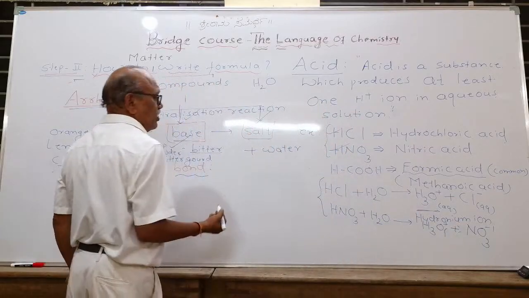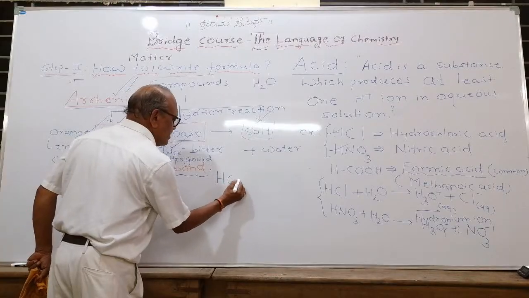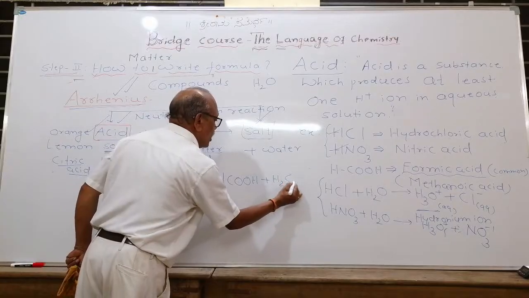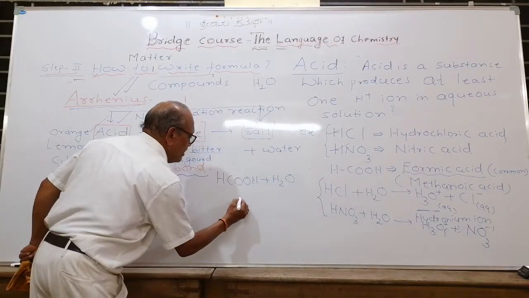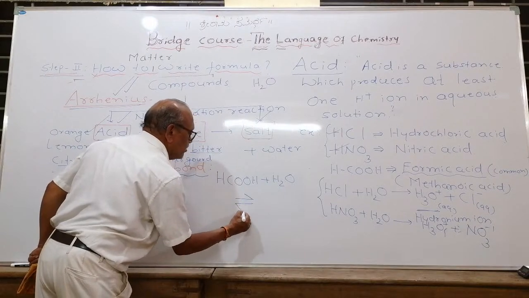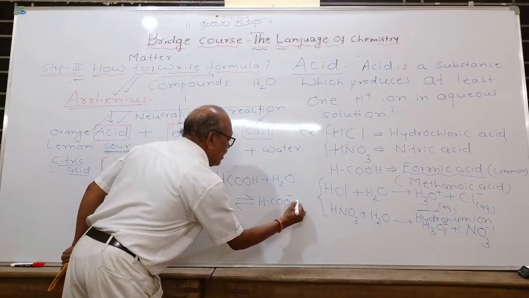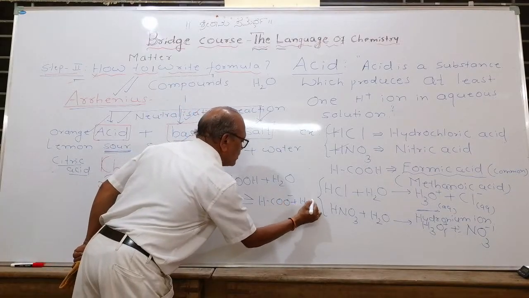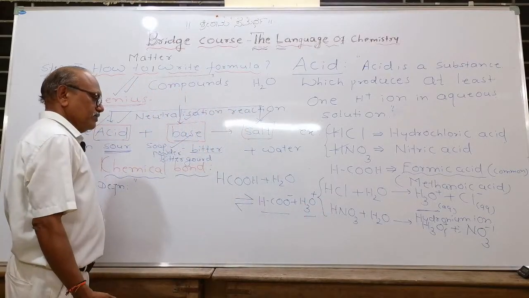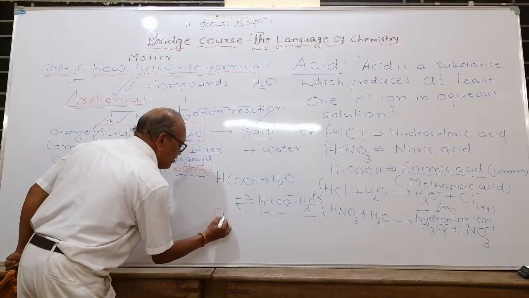But interesting thing, you have to think and tell me in the next class. I will stop now. HCOOH, when put in water, we are not using the irreversible sign, but we are using this reversible symbol to write HCOO minus and H3O plus. H3O plus. That is the difference between organic acids. Why this symbol is used, you have to answer me in the next class.